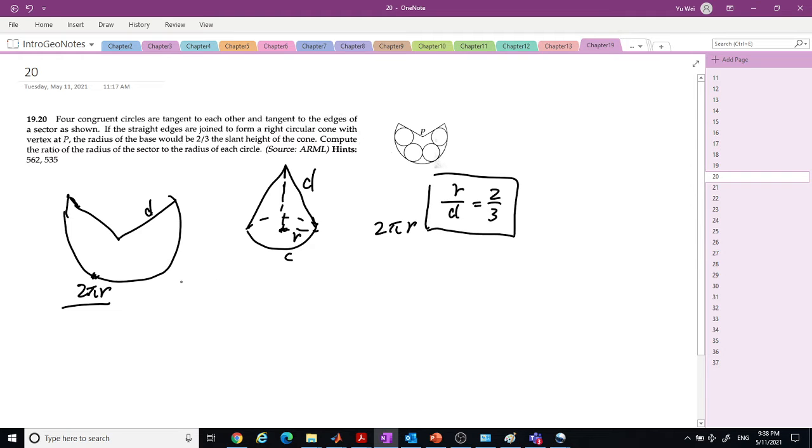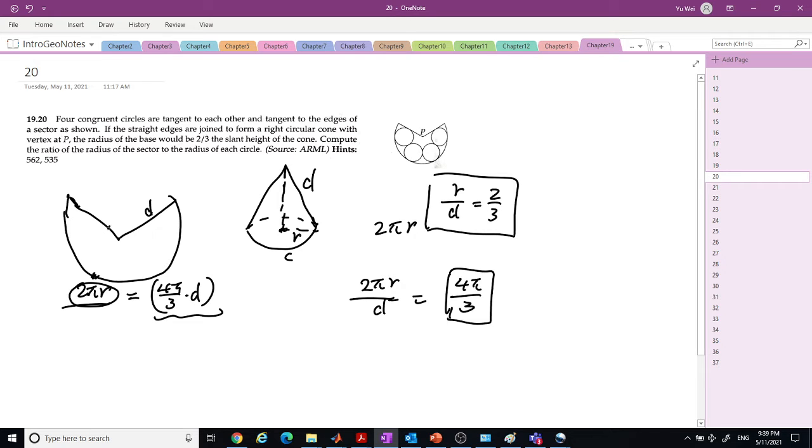So that means 2 pi R over D equals 4 pi over 3. So this 2 pi r here is equal to 4 pi over 3 times D. So that means this angle is 2 pi over 3, like 120 degrees. Now we have this one is 120 degrees.